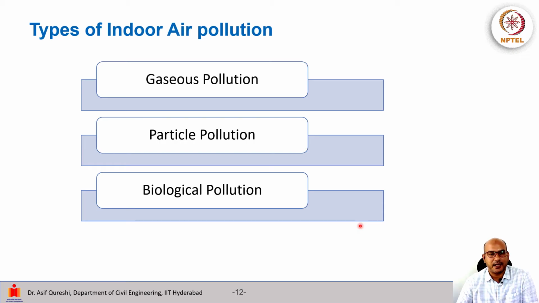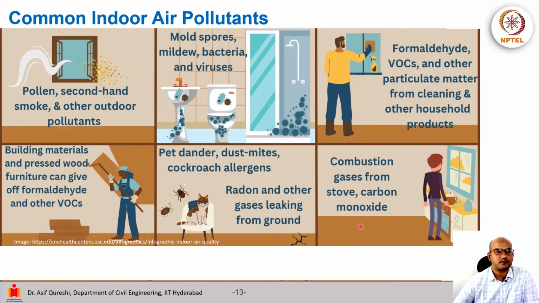We can classify them as gaseous, particulate or biological. So indoor air pollution can simultaneously be classified as gaseous pollution, particle pollution and biological pollution. Here we have an example of these common air pollutants coming in. Here we have pollens coming in, secondhand smoke can come in, and other outdoor pollutants. Then we have building materials and wood furniture. The building materials can have coatings, same with the furniture. So they can give off several types of volatile organic compounds and formaldehydes, for example.